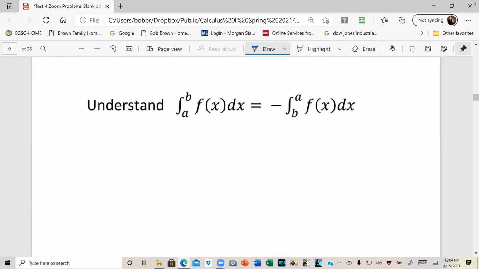Another property of integrals: if you integrate from a to b of f of x dx, it's exactly equal to the negative of the integral from b to a of f of x dx.